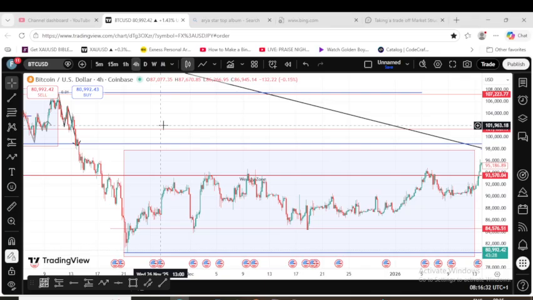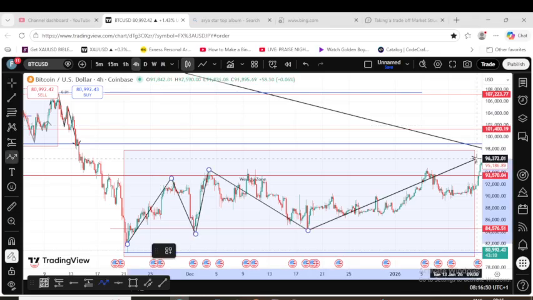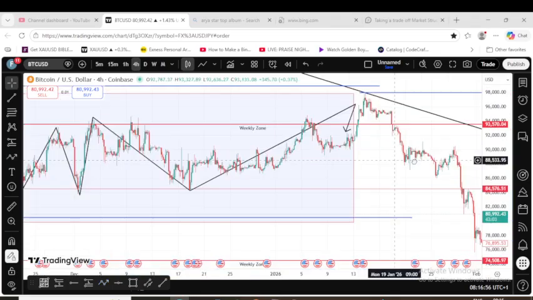Impulsive, correctional, impulsive, correctional. No, it's an impulsive. I think this is an impulsive. Let's see. Okay, it looks a lot like a range, but price is actually in a, let me draw it again to make it clear. So we have an impulsive here, correction out here, impulsive here, correction out here, and then an impulsive all the way here.